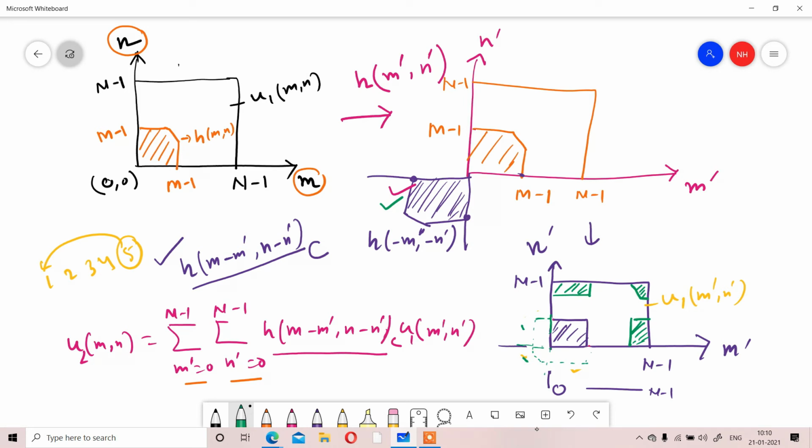For this case 0 0 it will remain minus m dash minus n dash, so it will remain that structure. So for that structure you have to do the total folding.